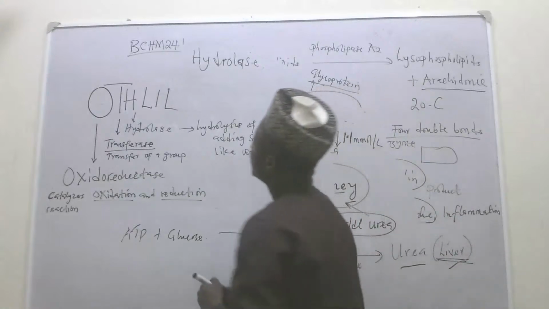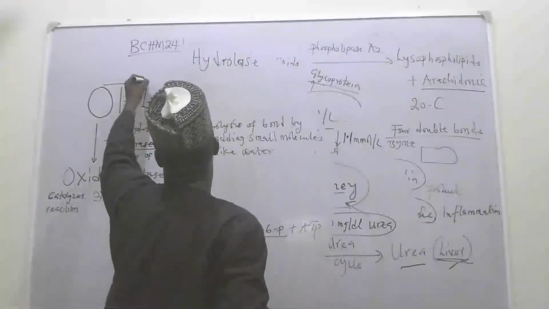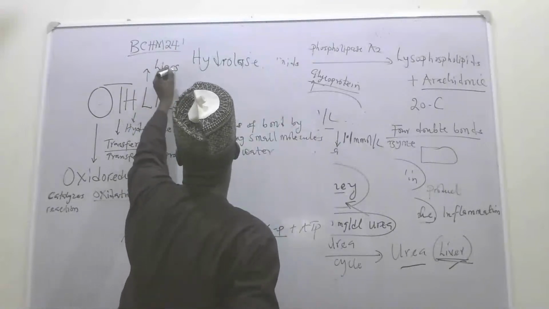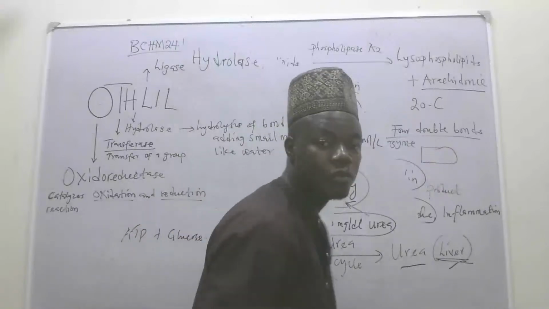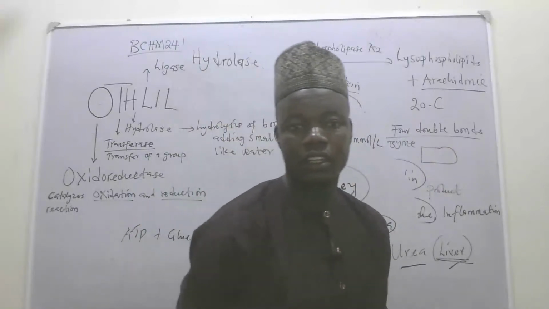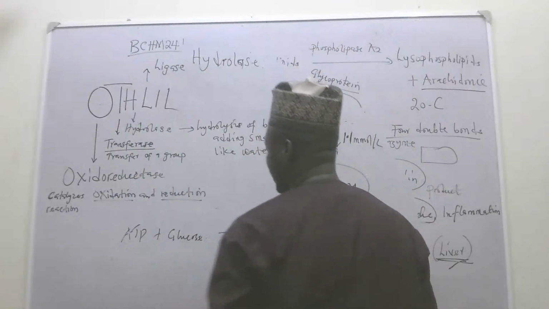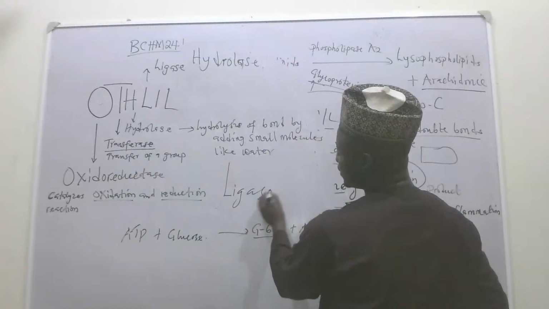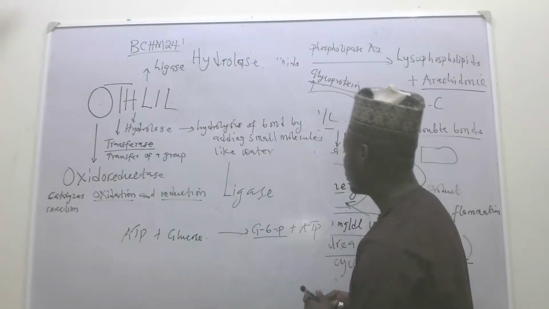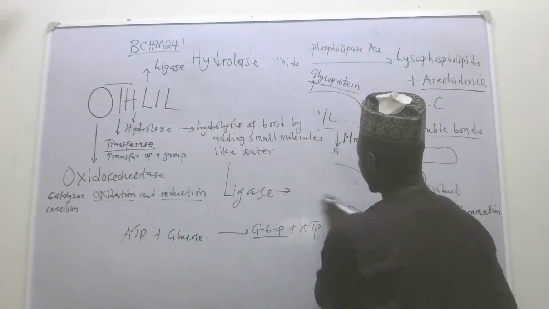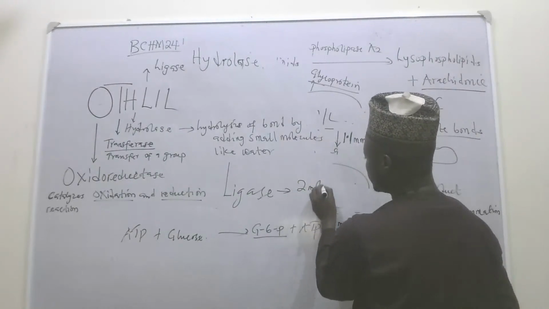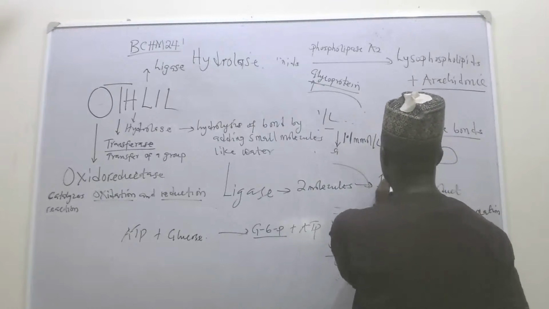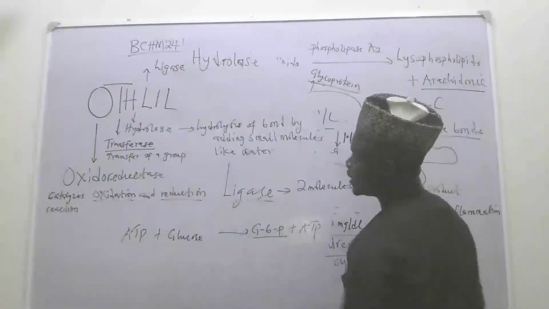Then the next one is L, which is ligase. Ligase. When you say ligase, it means joining. Ligase, that is the next one. Ligase enzyme. Joining. When you have two smaller molecules, you join them together. When you have two molecules and then you join them together to give you one molecule, that is why we call it ligase.